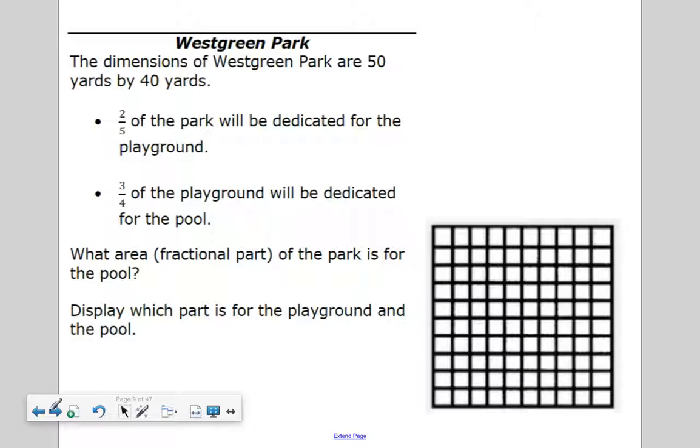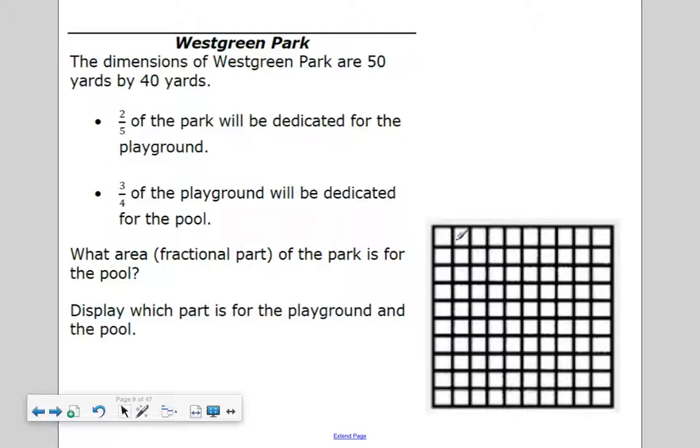The dimensions of West Green Park are 50 yards by 40 yards. 2/5 of the park will be dedicated for the playground. 3/4 of that playground will be dedicated for the pool. What area of the park is for the pool? Display which part is for the playground and pool.